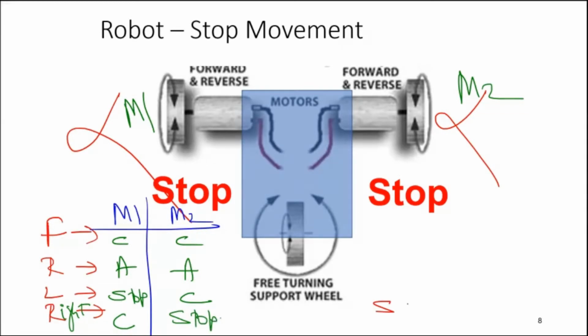For stopping, both M1 and M2 motors should be off. Stopped. So this is the requirement for controlling the motor.